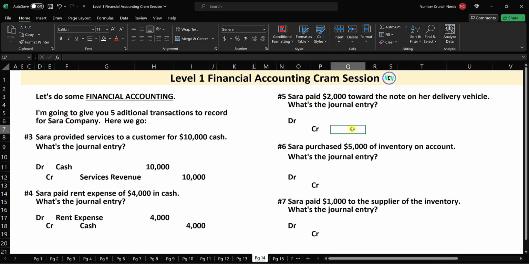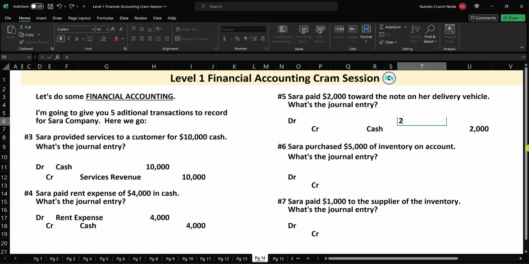We know what the credit's going to be, right? That's going to be pretty straightforward. The credit is going to be to what? Cash. She paid in cash. And we know that assets decrease with a credit, so we're going to credit asset for $2,000. That's the easy part. Oh, and we also know that the debit has got to equal the credit, so we know that that is going to be $2,000.